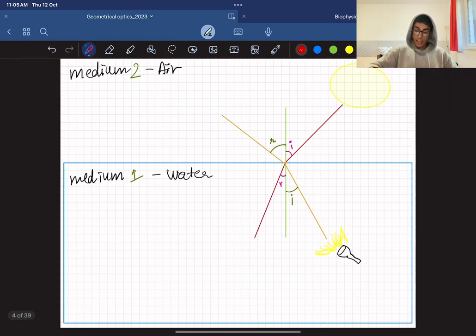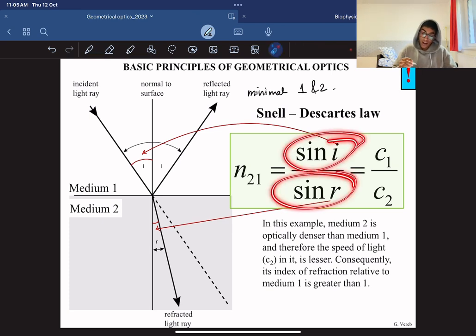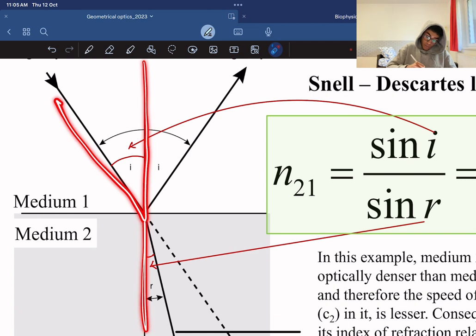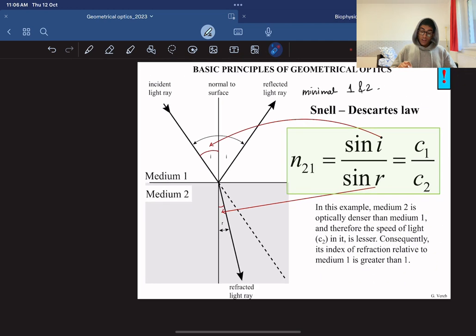Okay? That is the basic concept of Snell's law. Instead of using C1 by C2, the speed of light in the first medium to the speed of light in the second medium, we could also find the same value of N using this other way, that is sine I by sine R. We know the angles I and R. I hope you guys understood how to mark them. It is between the normal and the ray. So you just take sine I by sine R, divide them, boom. That's how you find Snell's law.